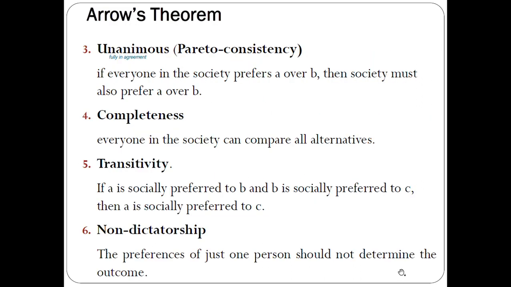Okay, anonymous, fully in agreement, also called Pareto consistency or unanimity. If everyone in the society prefers A over B, then society must also prefer A over B.